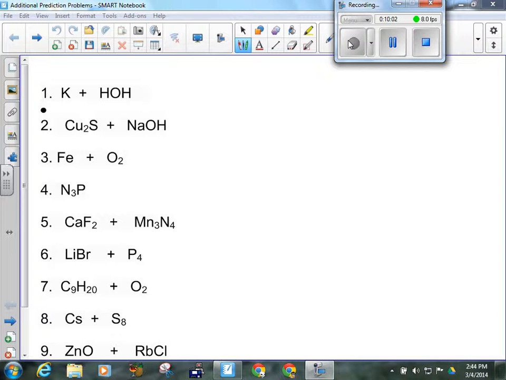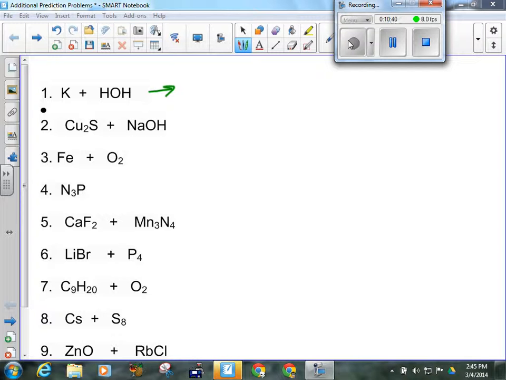So, for number 1, I've got an element reacting with a compound. What's our only reaction type that does that? Single replacement. So in a single replacement, the metal or the element that's by itself needs to replace something in the compound. Now, it needs to replace in the compound the thing that is like it. And by that I mean, if this is a metal, which it is, it needs to replace the metal in this compound.